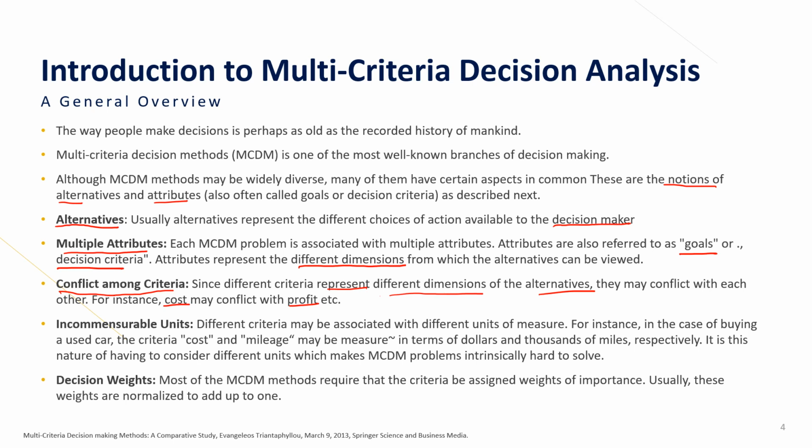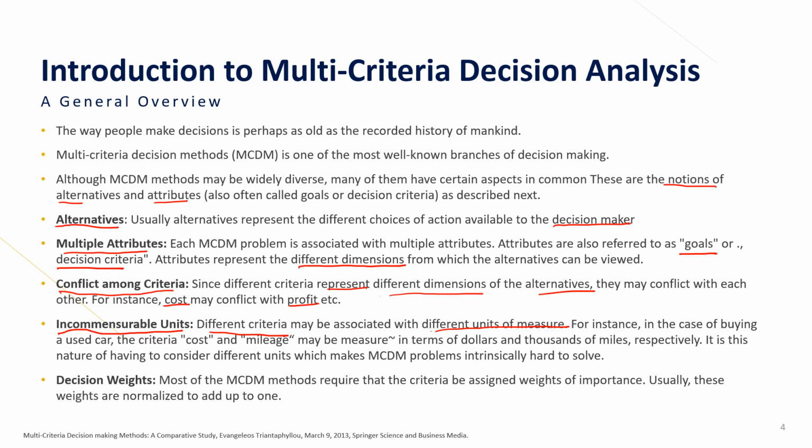Then there is the notion of incommensurable units. What does it mean? It means that different criteria, those attributes we discussed earlier, may have different units of measure. When they have different units of measure, it's sometimes difficult to compare one to another.